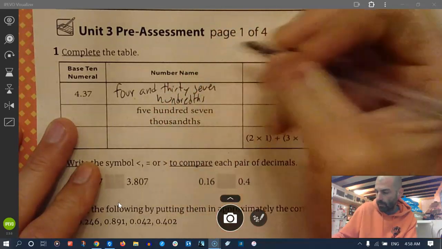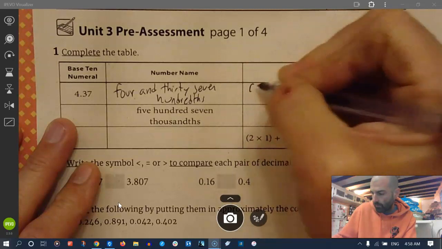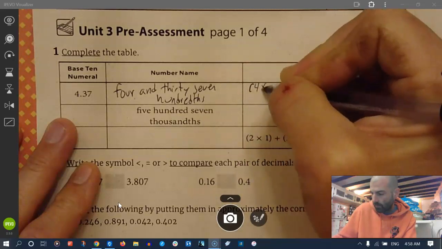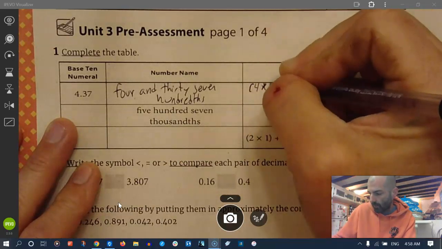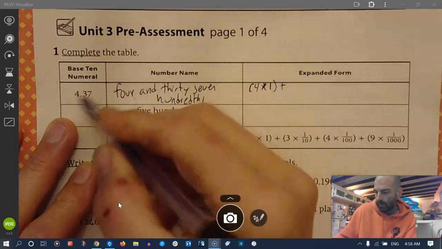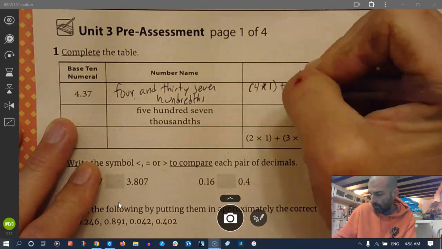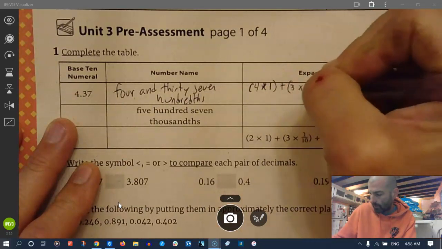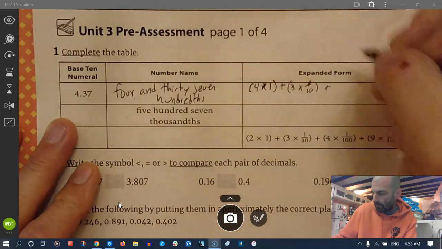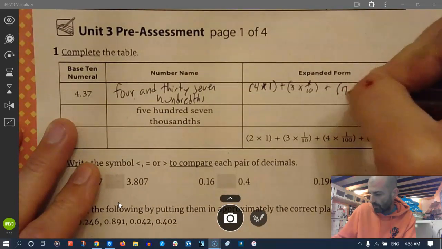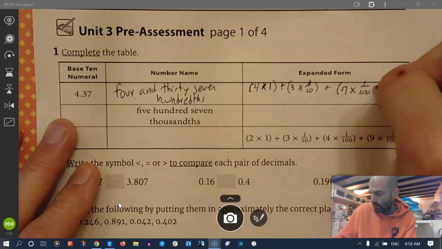hundredths. And to show the expanded form, I have to remember my place value. So the 4 is in the ones. So it's 4 times 1 plus the 3 is in the tenths, 3 times 1/10 plus the 7 is in the hundredths, 7 times 1/100.